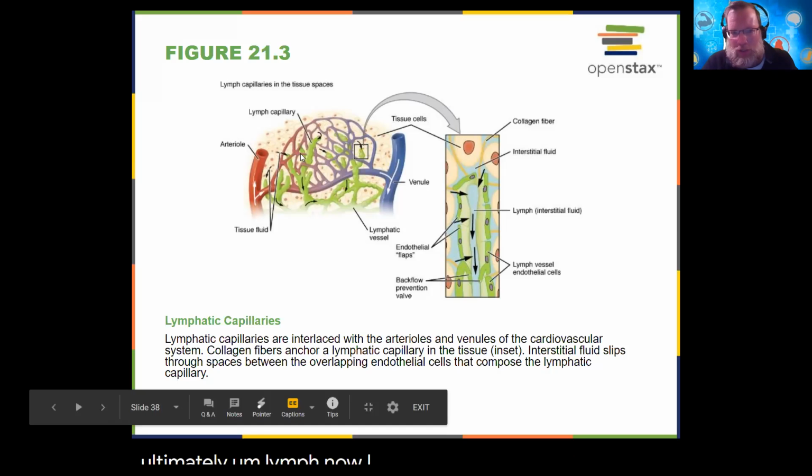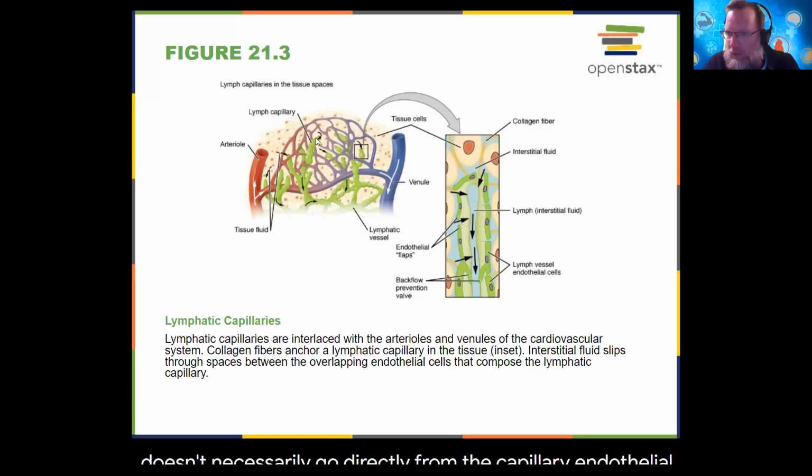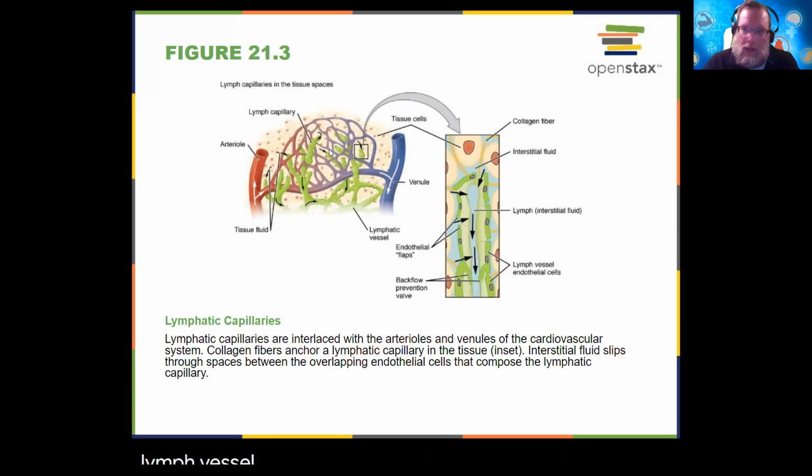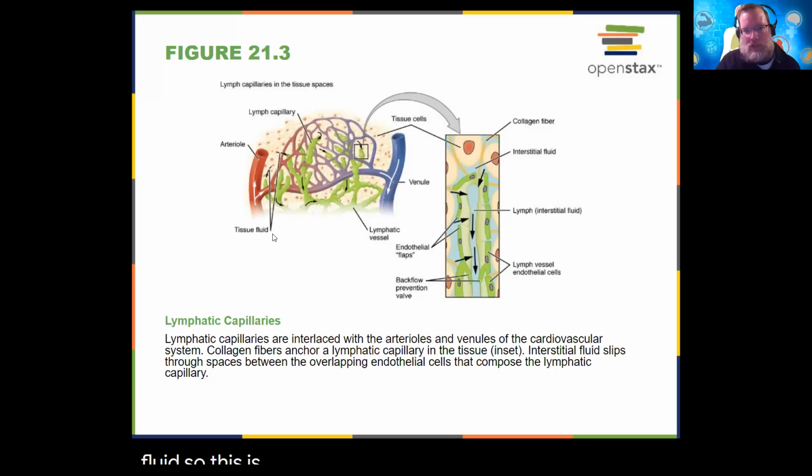Now, I wanted to mention too that in between, in all this negative space, the fluid doesn't necessarily go directly from the capillary into the lymph vessel. It goes into what we call the extracellular space or the interstitial space. So this is also called interstitial fluid. This says tissue fluid, but here you see interstitial fluid.